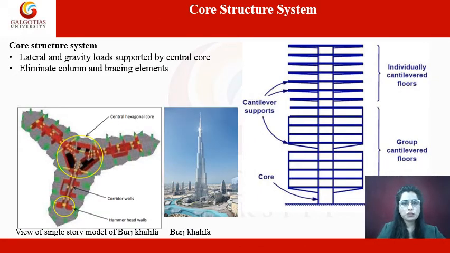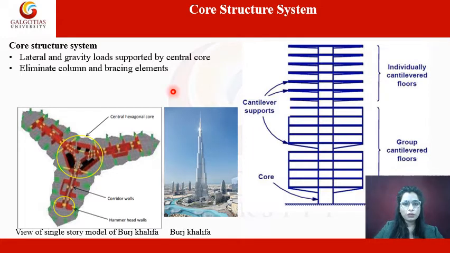Next we have the core structure system. Basically in the core structure system, lateral and gravity loads are supported by the central core, as you can see in this section. So this is the central core, and here we have the cantilever support, and these are the individual cantilever floors, and this part is the group cantilever floor. Here you can see this part is the group, and these are the individual cantilever floors, as you can see clearly in this section. So it eliminates column and bracing elements.